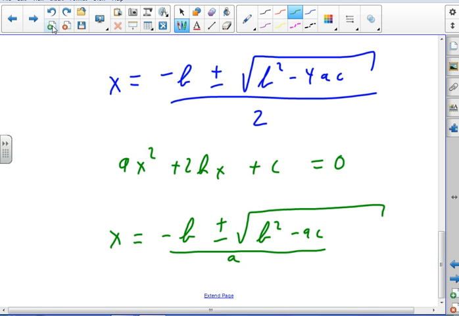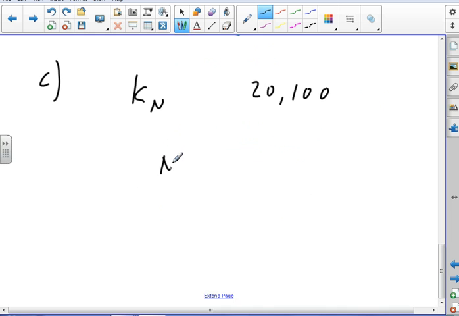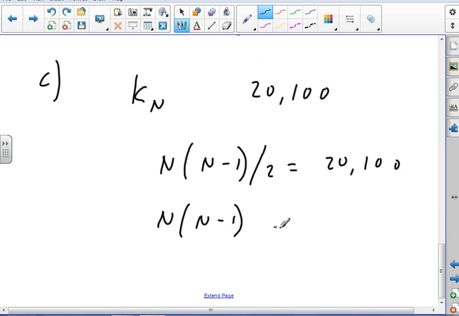Okay, C. Is there a D on the other page? No, good. So C, we have Kn, where I have 20,100 edges. Okay, so n times n minus 1 divided by 2 is 20,100. n times n minus 1 is 40,200. So now the issue is, what is n?